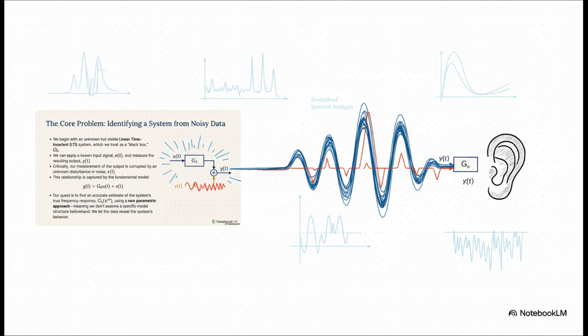So here's the basic setup. We're in control of the input, right? We send it a signal that we know. That signal goes into our black box, our system, which does something to it. But what we measure on the other side isn't just the system's clean response. Oh no. It's been contaminated by all this random, unpredictable noise. So the real challenge is, how do we separate the truth from all that static?